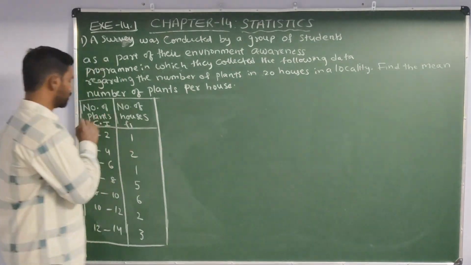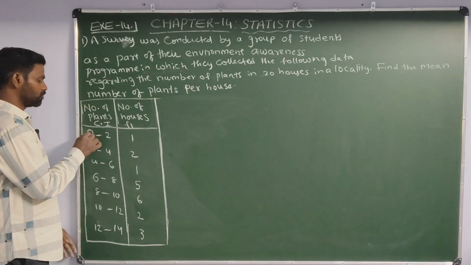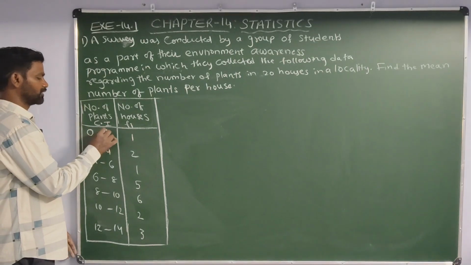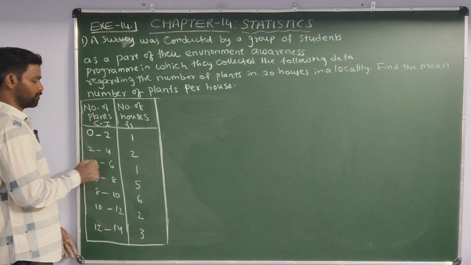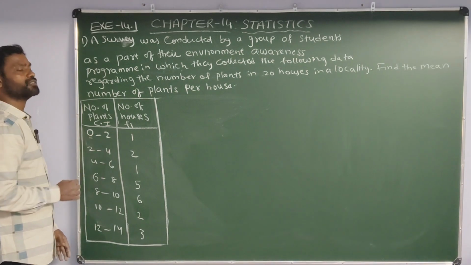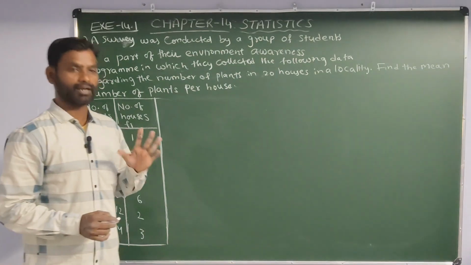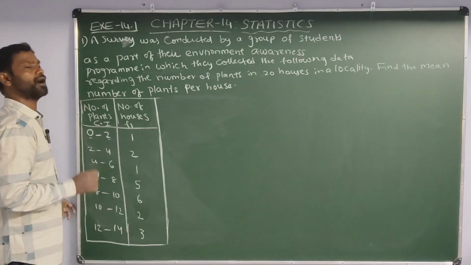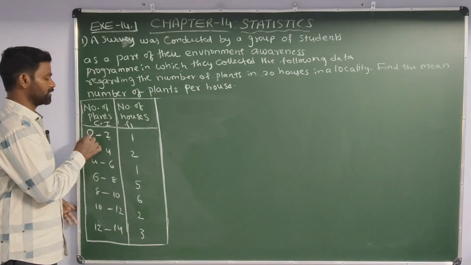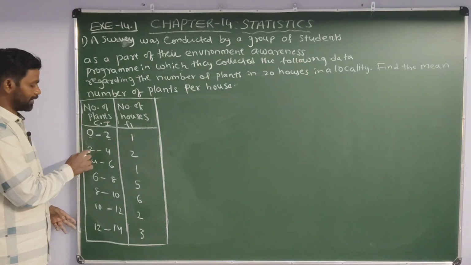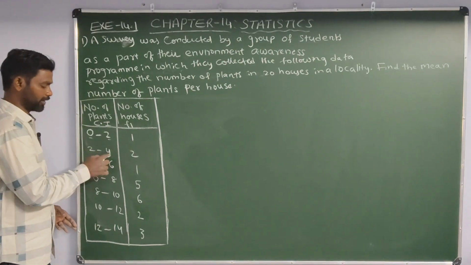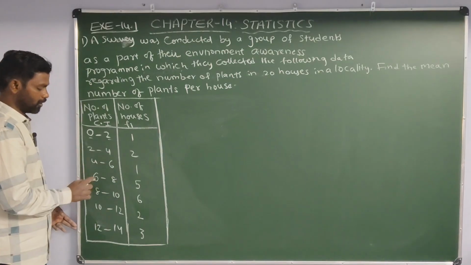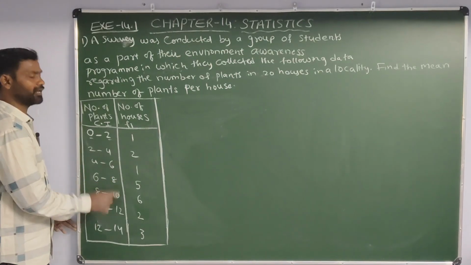Okay. Now in this, what is 0 and what is 2? Or 2 to 4, 4 to 6. What is meant by 0? 0 is called the lower limit and 2 is called the upper limit. And this 2 is the lower limit of the next class, then upper limit, lower limit, upper limit, and so on.